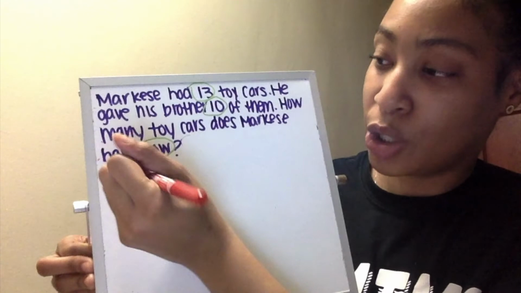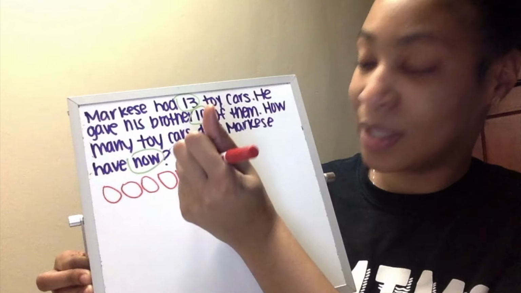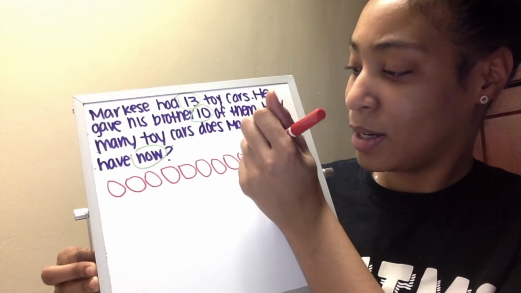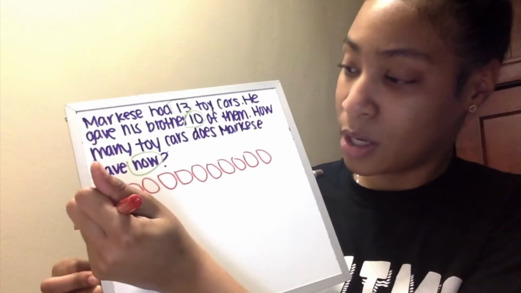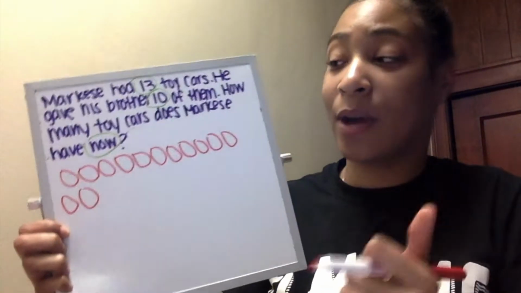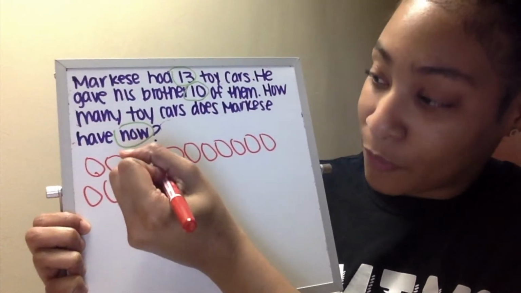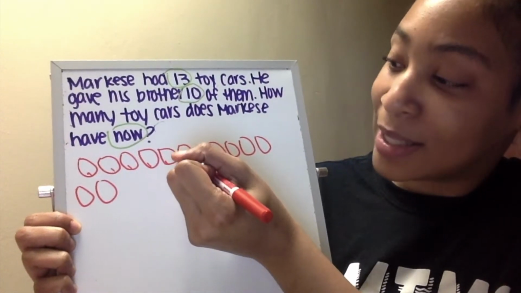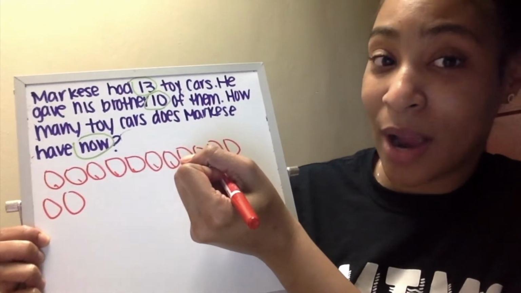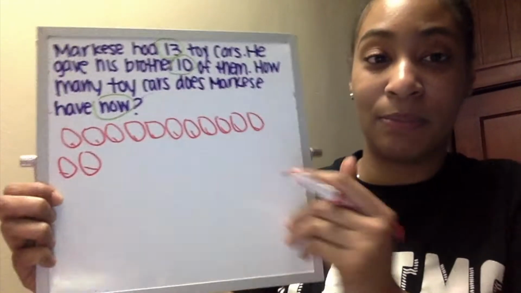1, 2, 3, 4, 5, 6, 7, 8, 9, 10, 11, 12, 13. Now let's make sure we go back and count again. 1, 2, 3, 4, 5, 6, 7, 8, 9. I want to hear everyone. 10, 11, 12, 13. Perfect.